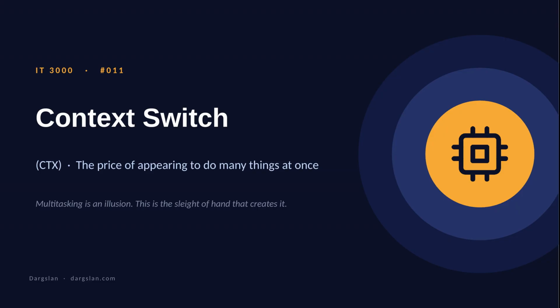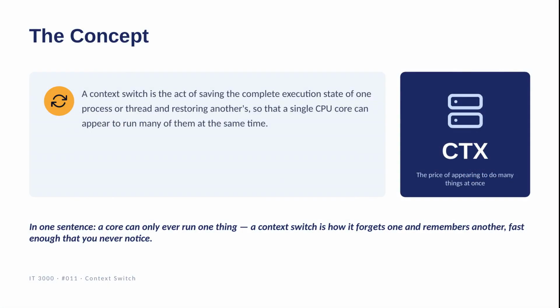Today we're pulling back the curtain on the context switch, the quiet, costly trick your operating system performs thousands of times a second to sell you the illusion of multitasking. So let's define the trick precisely.